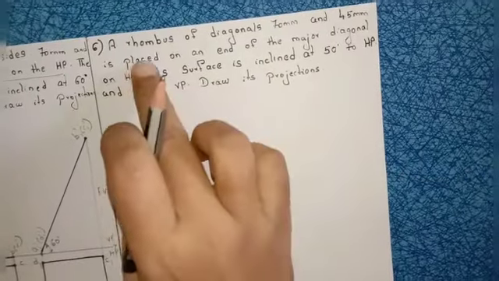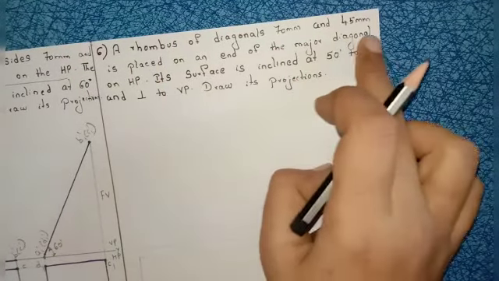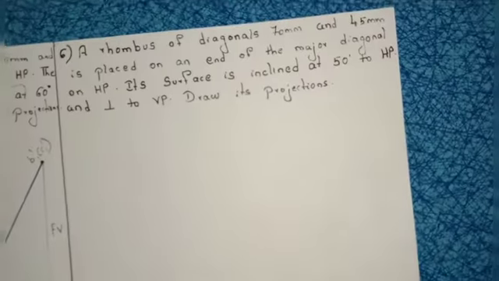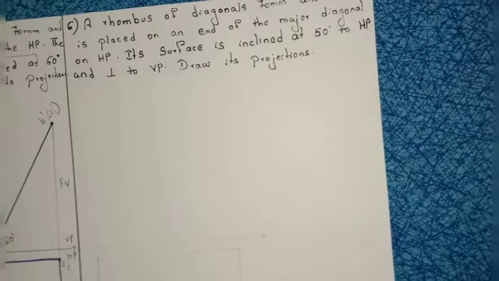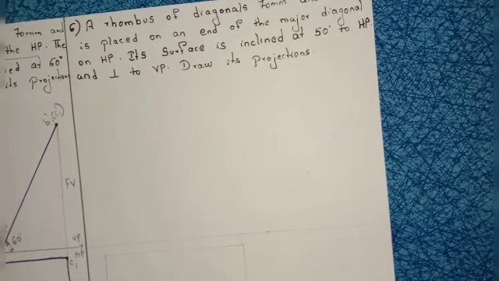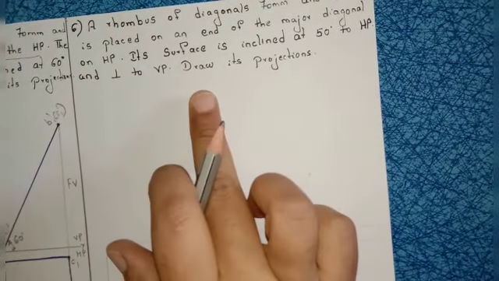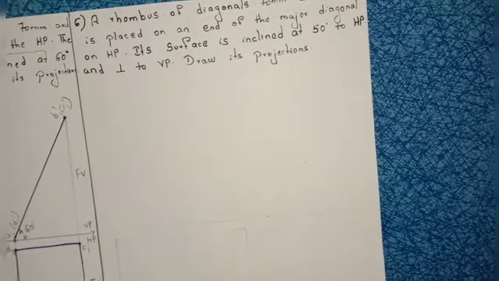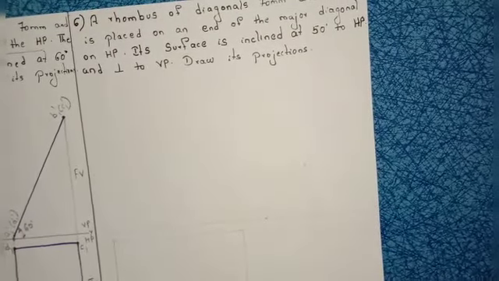A rhombus of diagonals 70 mm and 45 mm is placed on an end of the major diagonal in HP. Its surface is inclined at 50 degrees to HP and perpendicular to VP. Draw its projections. See, now we have to construct the rhombus.